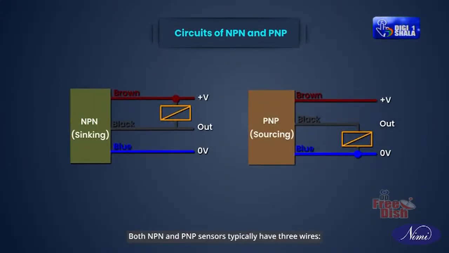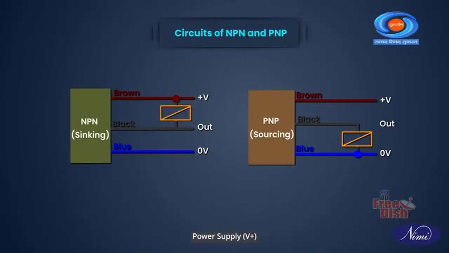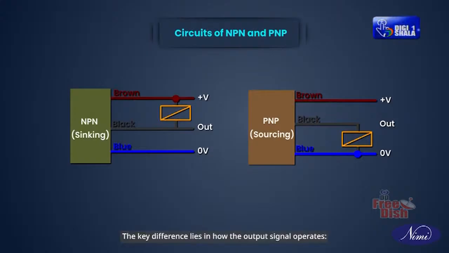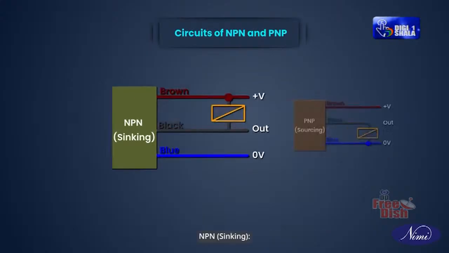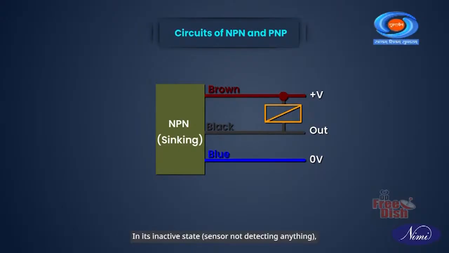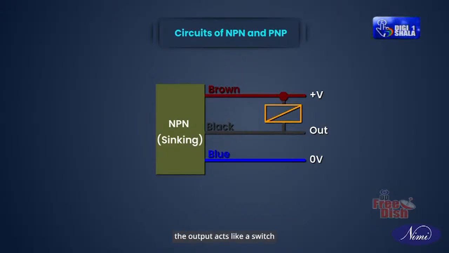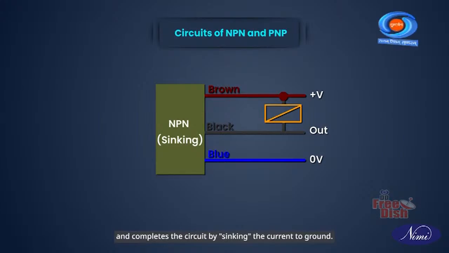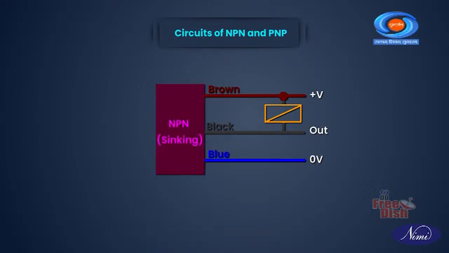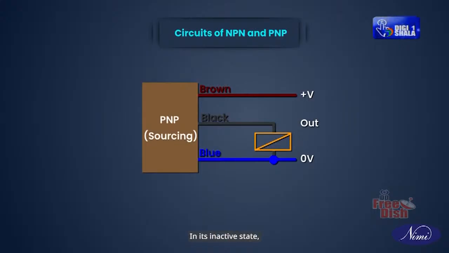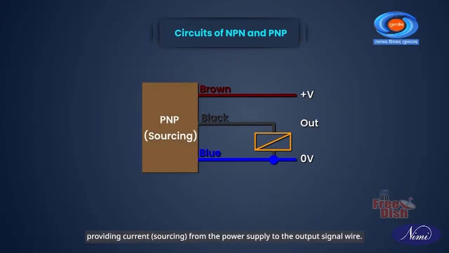Both NPN and PNP sensors typically have 3 wires: power supply, ground, and output signal. The key difference lies in how the output signal operates. NPN, or sinking: in its inactive state, the output signal will be at a high voltage level. When the sensor is activated, the output acts like a switch and completes the circuit by sinking the current to ground. PNP, or sourcing: in its inactive state, the output signal is at a low voltage level. When activated, the sensor acts like a switch, providing current from the power supply to the output signal wire.